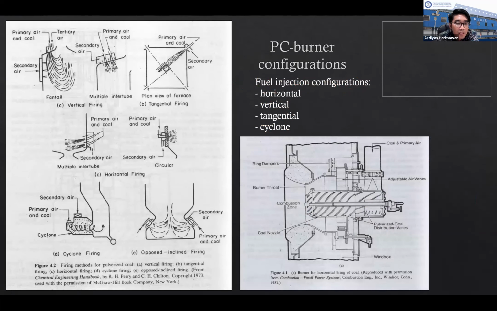Okay, this is the configuration of the PC burner. The name represents the position of the burner. It can be in horizontal form, vertical form, tangential form, or even cyclone form.